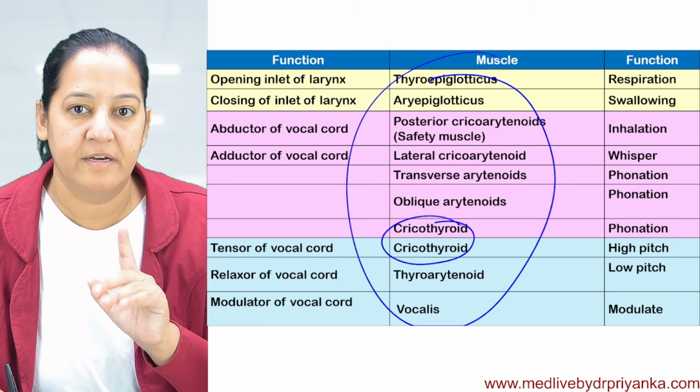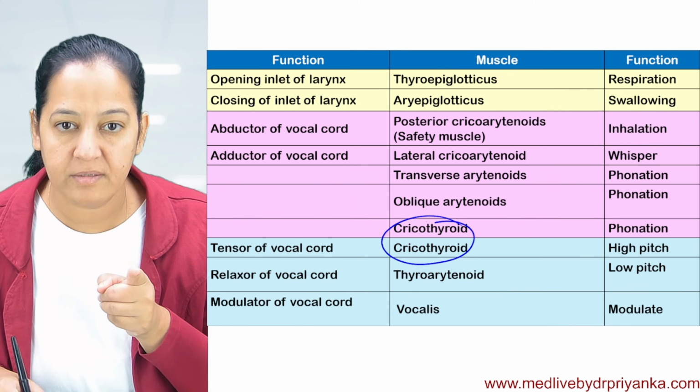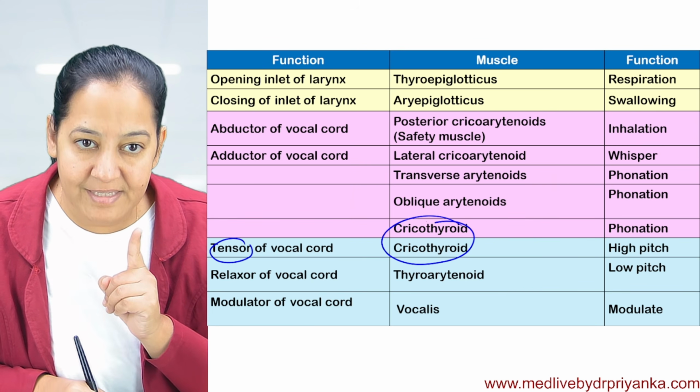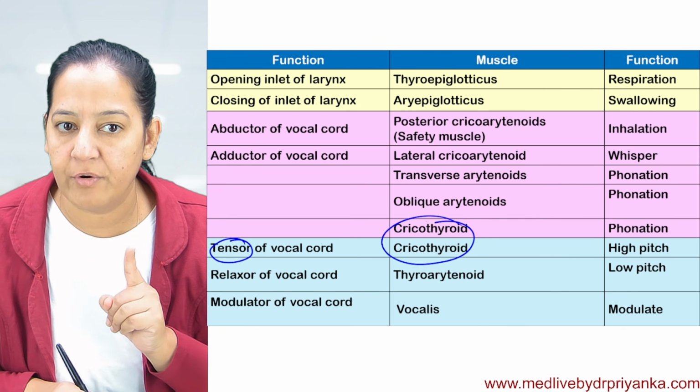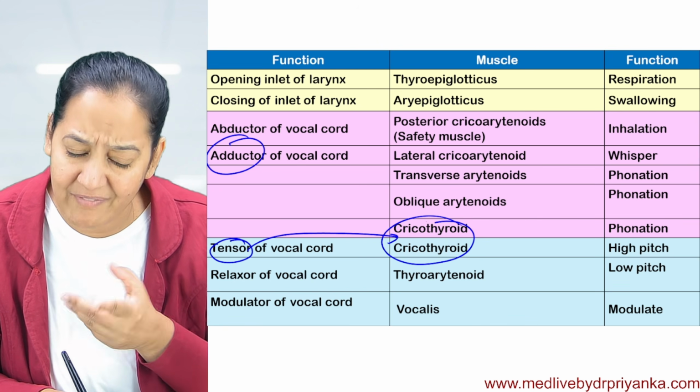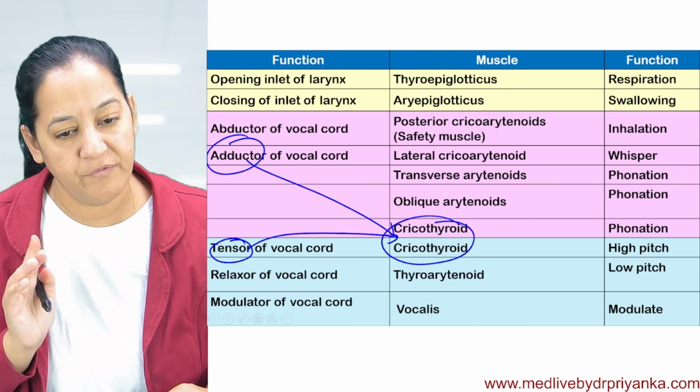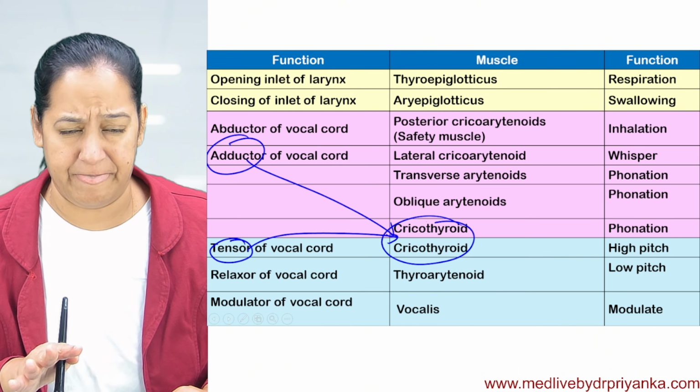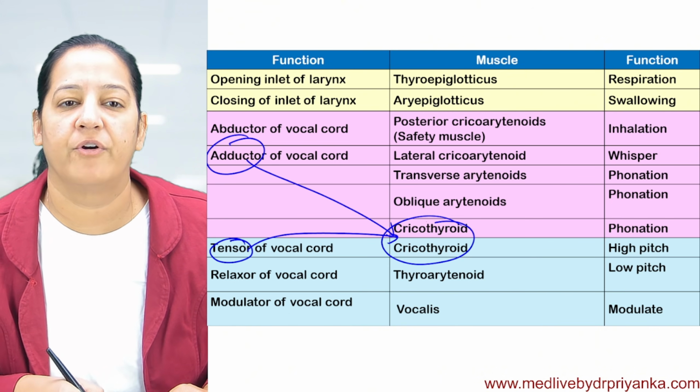You can count, there are 10. One is repeating. Which one is repeating? There is cricoarytenoid, so it is a tensor. Mainly it's a tensor. The cricoarytenoid is mainly a tensor, but it also has a slight adductor function. Now if you understood this, understanding the paralysis will be fun for you.